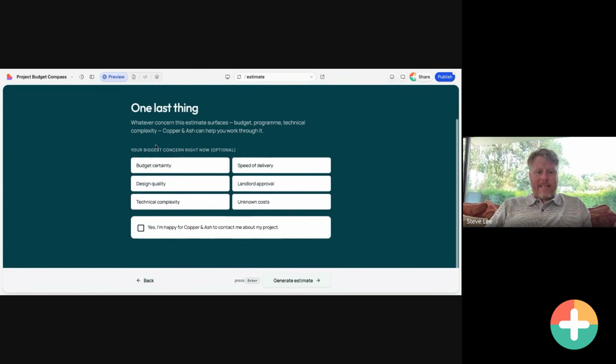And then one last thing. Again, this is about giving them some sales intelligence, to be able to approach the people that have filled in the lead form and say, look, I understand that budget certainty or design quality or landlord approval is your big concern at this point. Here's how we as Copper and Ash would help handhold you through the process. So it just gives you that little bit of extra sales intelligence.